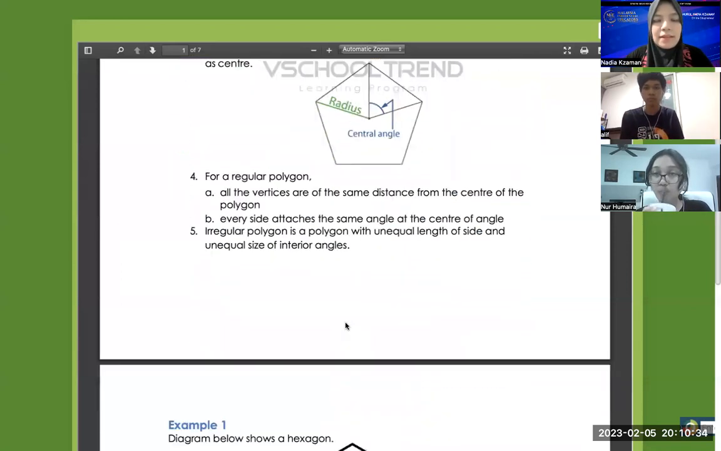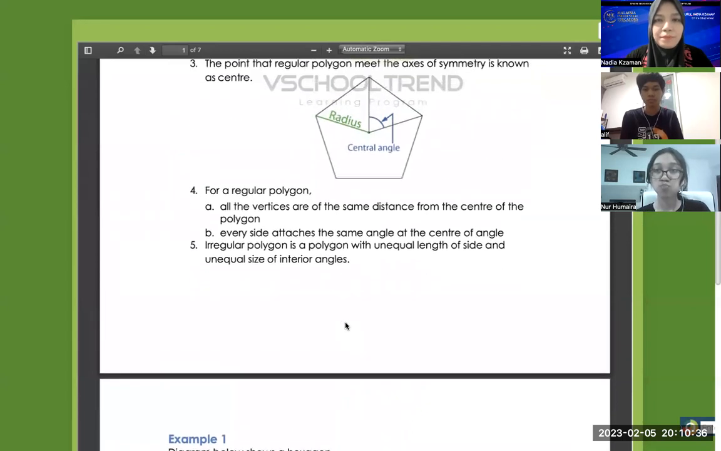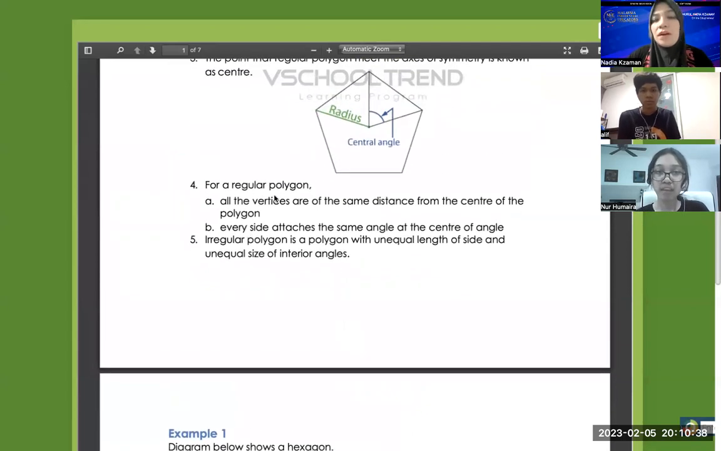And then let's see for number 4. For a regular polygon, all the vertices are the same distance from the center of the polygon, and every side subtends the same angle at the center. That means the radius, from the center to the end point, is the same, and also the central angle is equal at every angle.